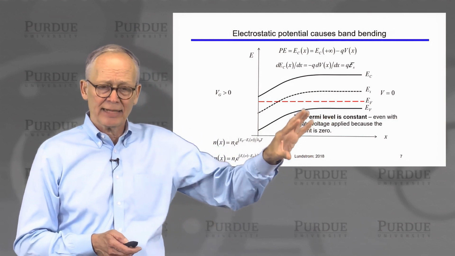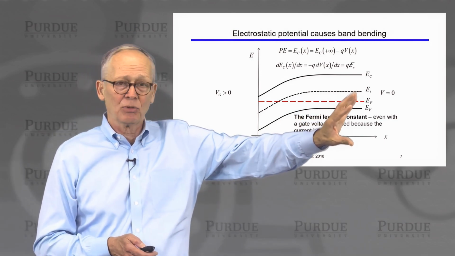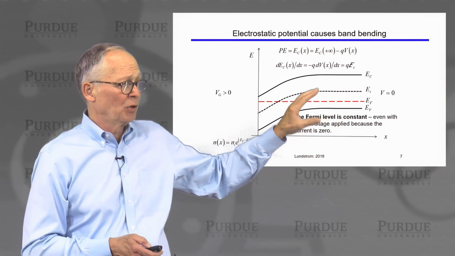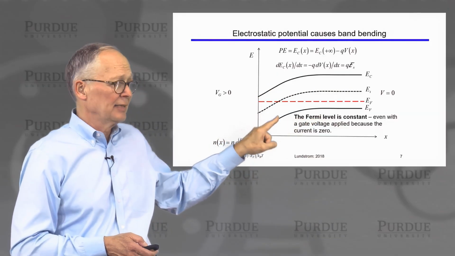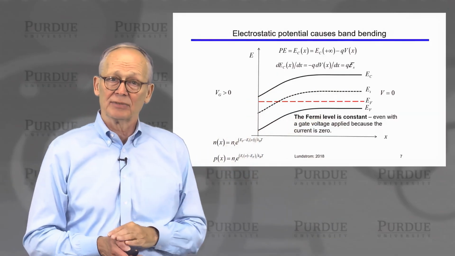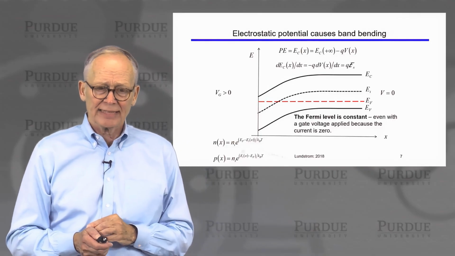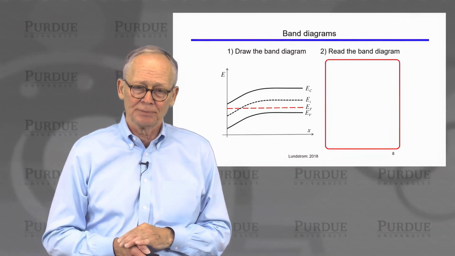So we can look on a band diagram like this and see that there are a lot of holes in the bulk and many more electrons near the surface, because the Fermi level is above the intrinsic level near the surface. So we can sketch out the electron profiles as well.